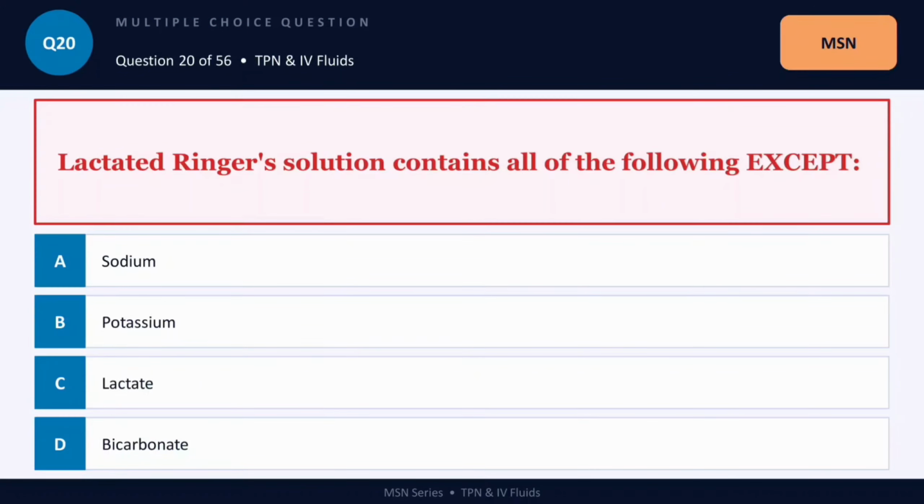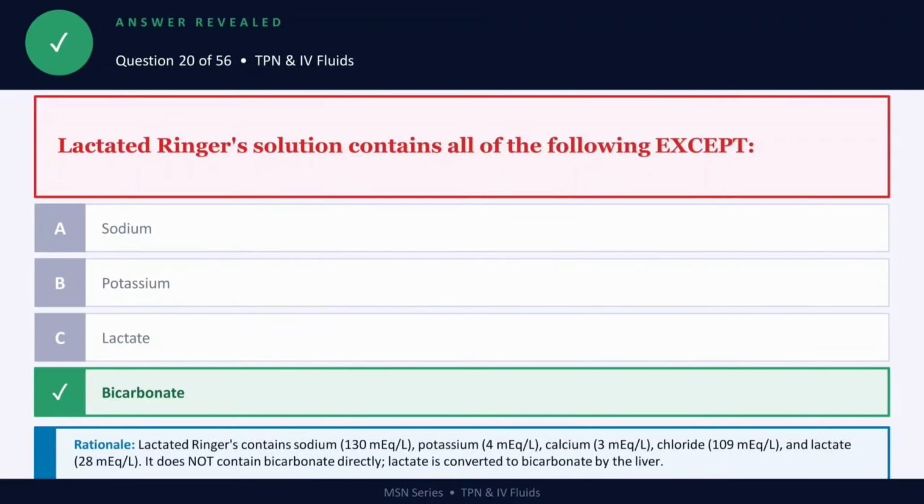Question number 20. Lactated ringer solution contains all of the following except. Option A, sodium. Option B, potassium. Option C, lactate. Option D, bicarbonate. The correct answer is option D, bicarbonate. Rationale: lactated ringers contains sodium, potassium, calcium, chloride and lactate. It does not contain bicarbonate directly. Lactate is converted to bicarbonate by the liver.